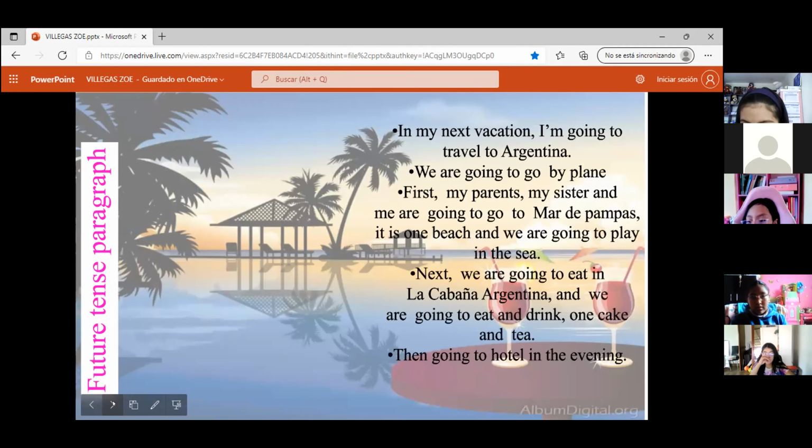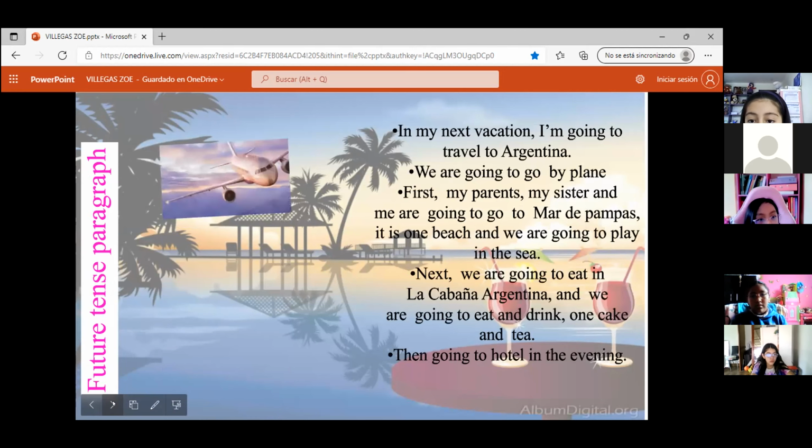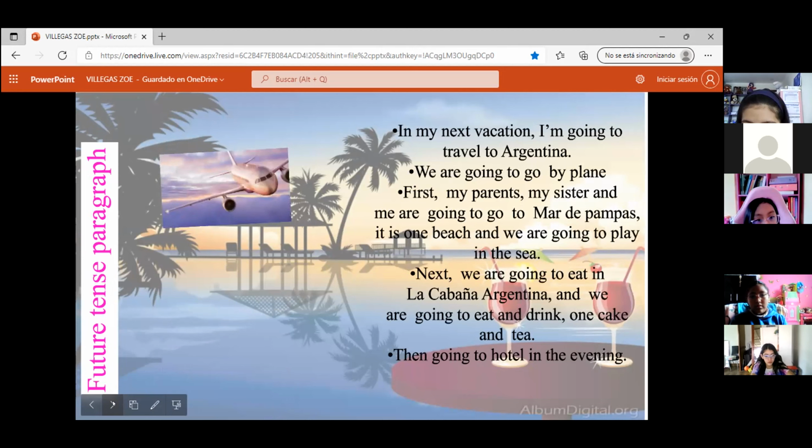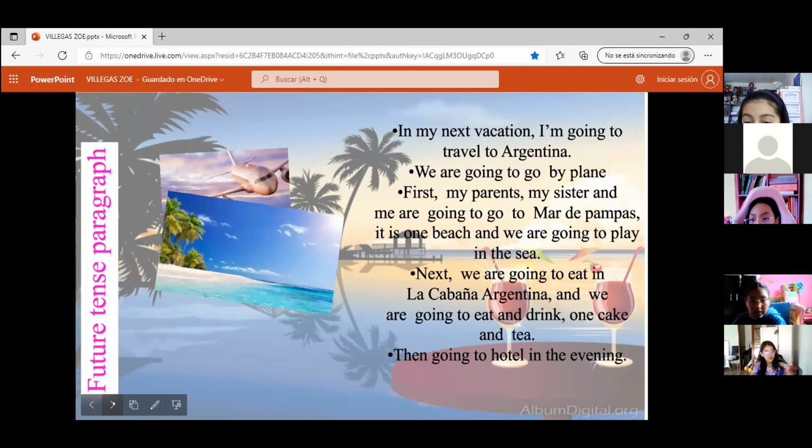In my next vacation, I am going to travel to Argentina. We are going to go by plane. Here's my parents, my sister, and me are going to go to the Mar de Pampas. It's one beach, and we are going to play in the sea.